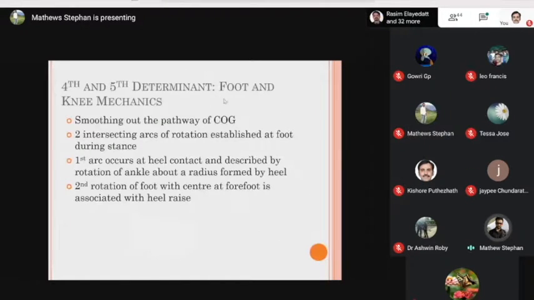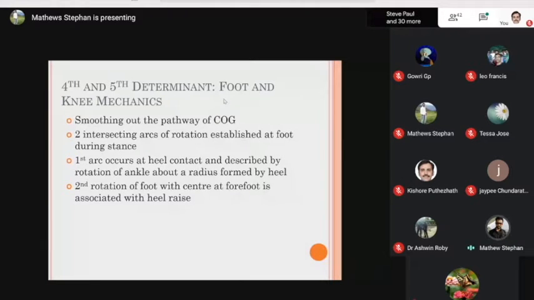Next, coming to the fourth and fifth determinants, that is foot and knee mechanics. It helps in smoothening out the pathway of the center of gravity. Two intersecting arcs of rotation are established at the foot during stance. The first arc occurs at heel contact and is described by rotation of the angle about a radius formed by the heel. The second rotation of the foot, with center at the forefoot, is associated with heel raise.